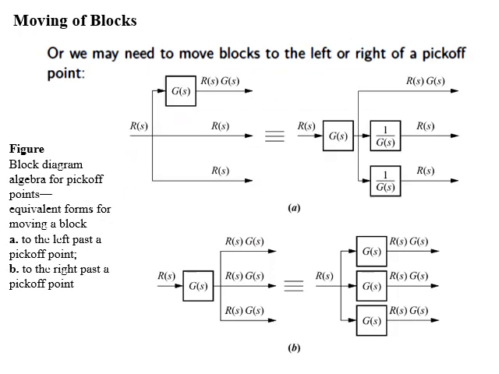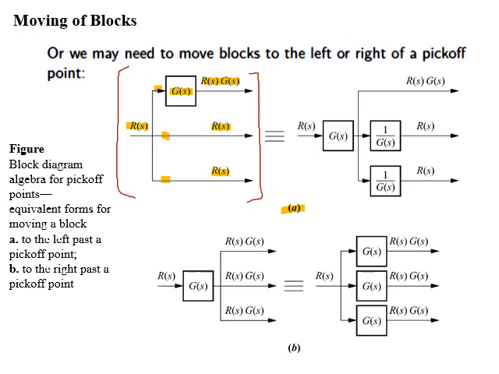Dear students, now we will study moving of a system block across a pickoff point. If you look at figure A, we have a pickoff point with input R of S and three branches. In the first branch we have a system with transfer function G of S, and its output is R of S into G of S, while the other two branches have output R of S.